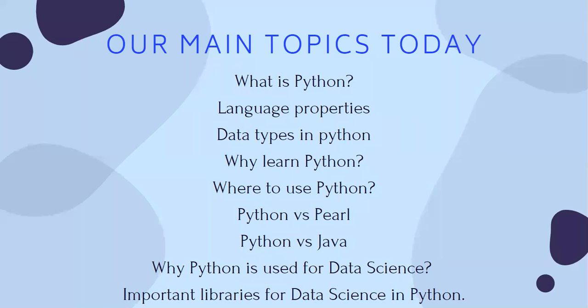For today, we are going to discuss what is Python, and then we are going to discuss the language properties, what are the various data types in Python, why we should learn Python, the domains where we can use Python, and a brief difference between Python versus Perl and Python versus Java. Then we are going to discuss why Python is used for data science, and then some important libraries for data science in Python.